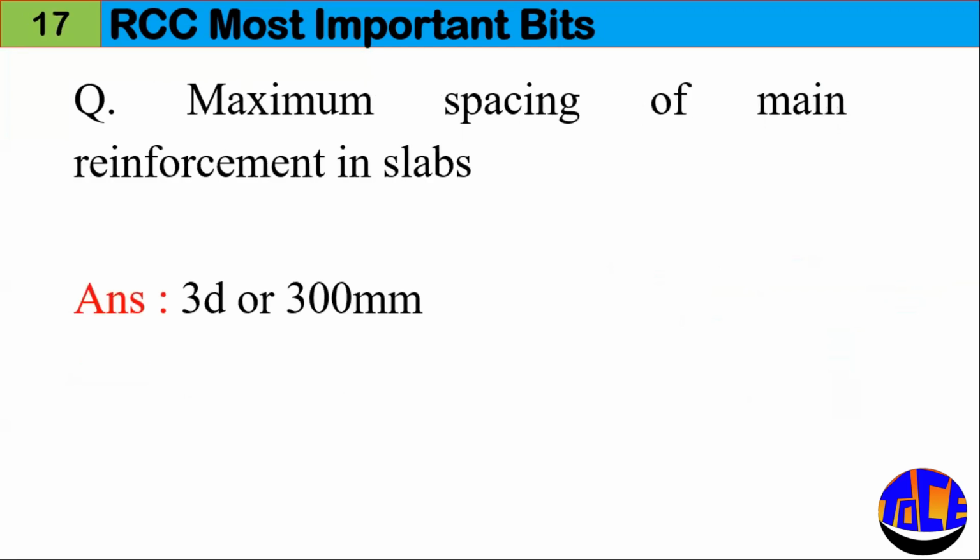Question number 17. Maximum spacing of main reinforcement in slabs should not exceed 3D or 300 mm. So the maximum spacing is 3D, 3 times the effective depth, or 300 mm, whichever is less. From this you have to take the least value.